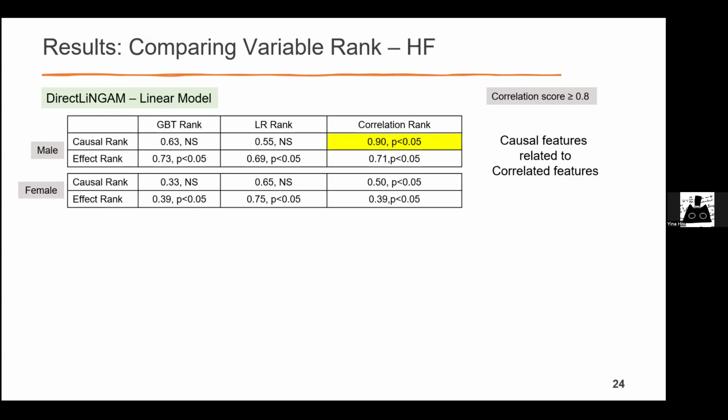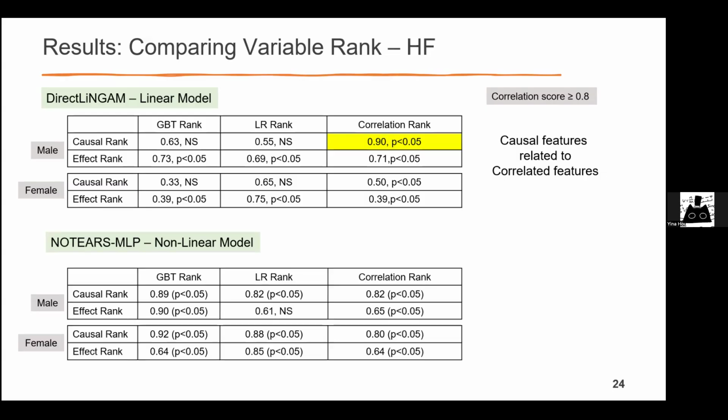And for the following, let's see the NOTEARS MLP model. Both male and female datasets show causal features related to correlated features. Beyond this, we can see that these two machine learning models are always significantly related with causal strength rank. So machine learning features are proxies for causal features.